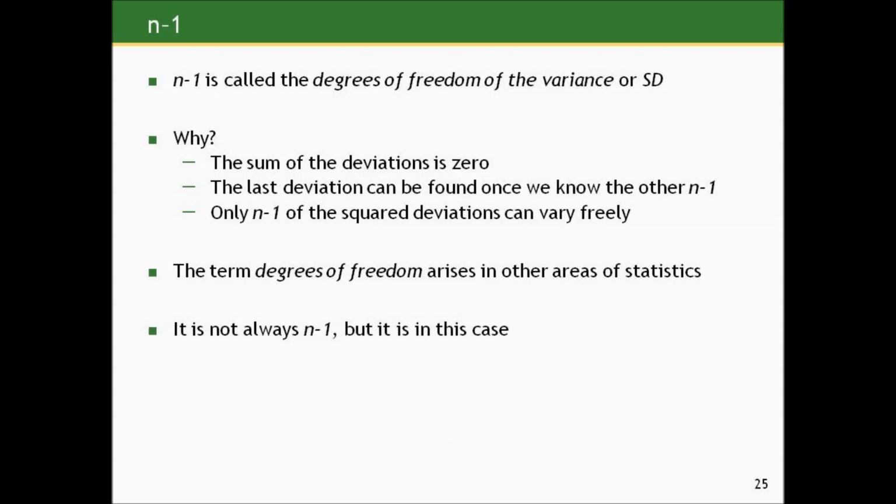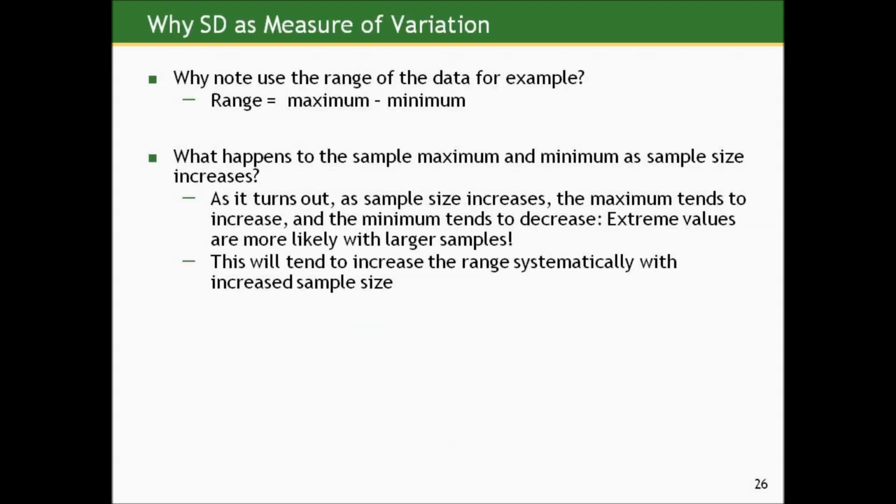And that idea extends to larger samples. So once the sample mean is known, only n-1 of the observations can vary freely, so to speak. They could be whatever they wanted, but the last one is fixed, given that. So we lose a little piece of information. And this term degrees of freedom arises in other areas of statistics, and we'll see it again, and we'll talk about it again in the context of what we're doing.